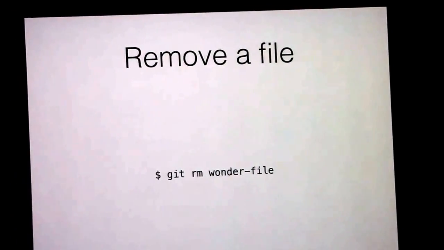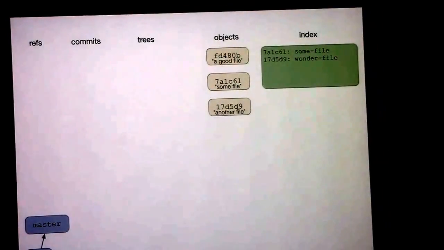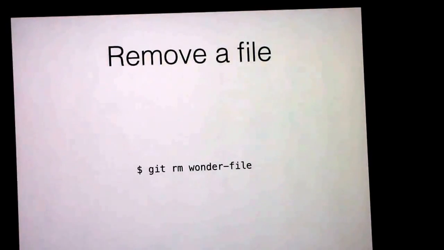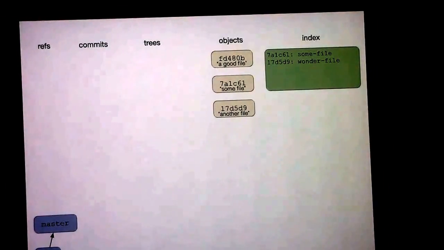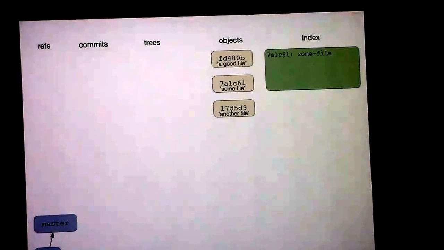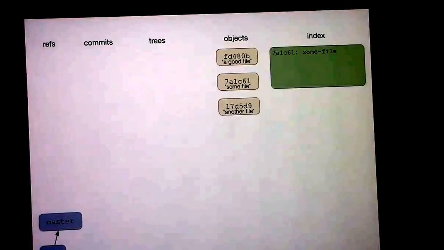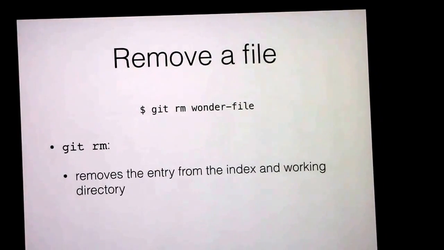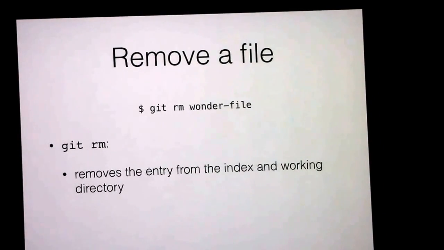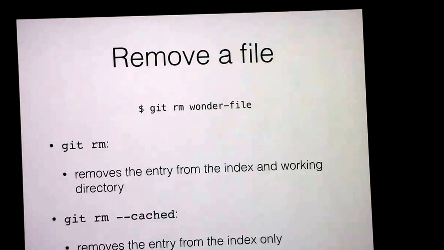Removing the file. Let's get rid of that one. Git rm wonder file. Sorry, I'm going to do that one really fast. So watch the index. It's gone. But the object is still there in the repository. So that's what rm does. It removes the entry from the index and also your working directory. It's gone. But you still have the file in the blob is still there.